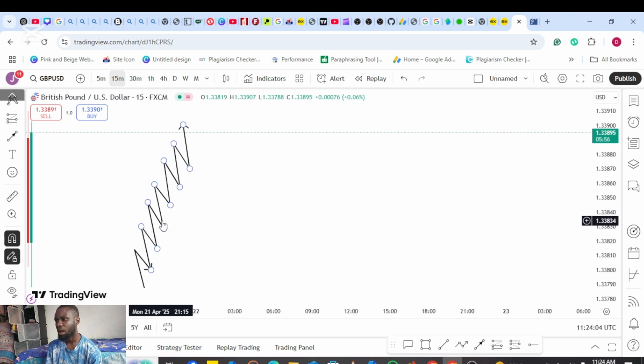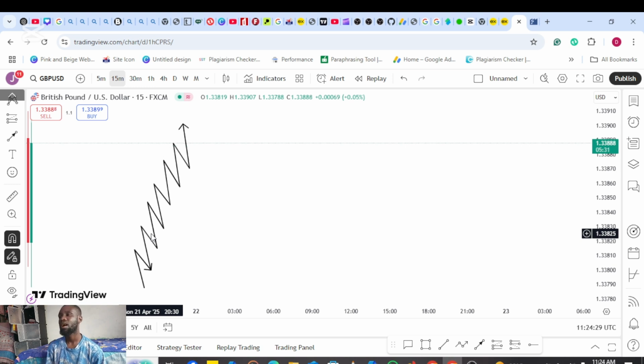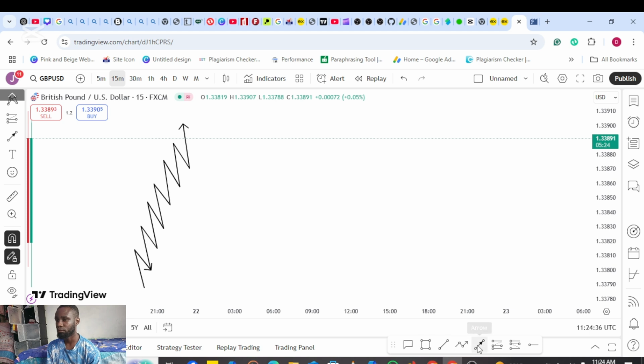You could see that the candlestick or the chart cannot break the lower low. This makes it uptrend. And when the market is uptrend, then you buy. And buying at the uptrend, you wait for the market to come to the support zone.